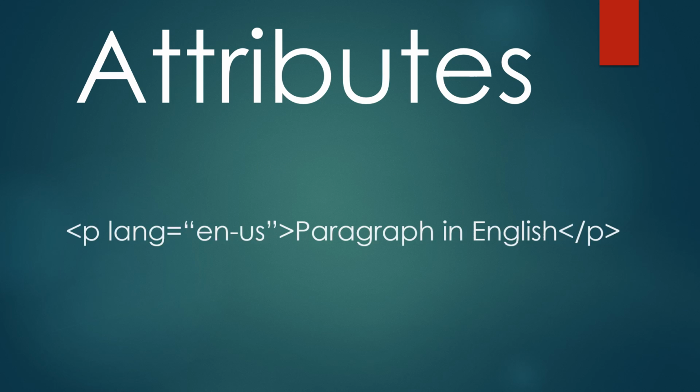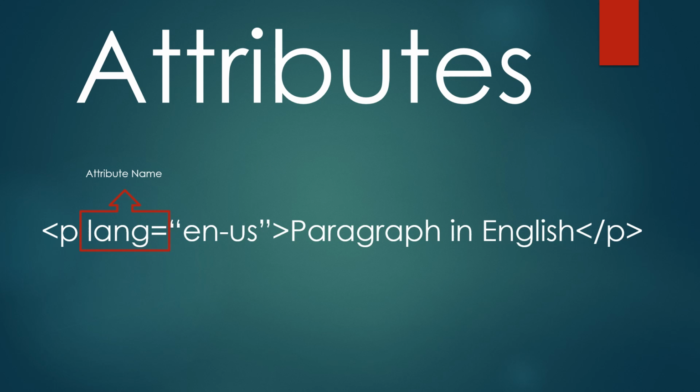In this example, I've given the paragraph tag an attribute name of language, or LANG for short. The name is followed by an equal sign, and then in quotes we give the value, English US, or EN-US. This tells the web browser to display the content within the paragraph in the language of US English.